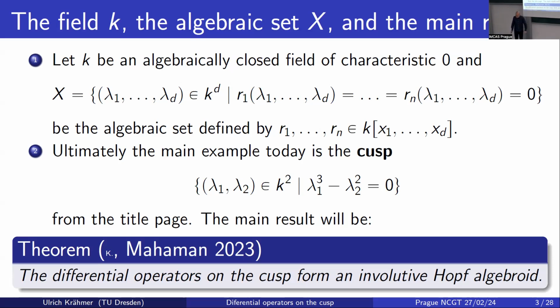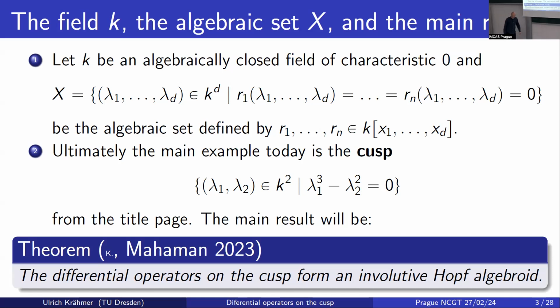And as already indicated, my main result will be that the ring of differential operators in the sense of Grothendieck on that algebraic curve carries the structure of a Hopf algebroid. Okay, so feel free to interrupt me at any moment. Tell me if I'm too fast, if I'm too slow.